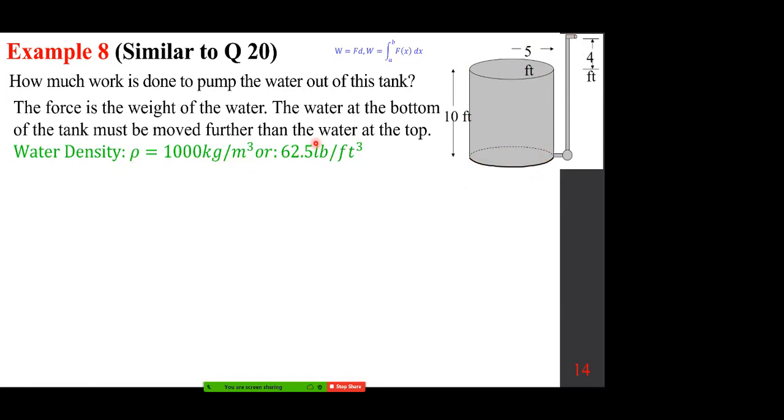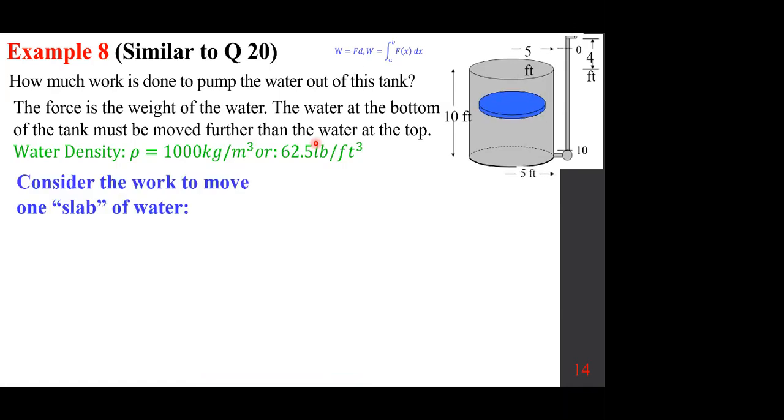So the idea is to move a slab of water, a very small increment of the water, which we are going to give the width of dx. We want to move it up. That's the idea. So if this distance at top is x again, how much are we moving it? x and then another 4 feet. So take a look at x. This is how much it's going to move up. That's important to understand.